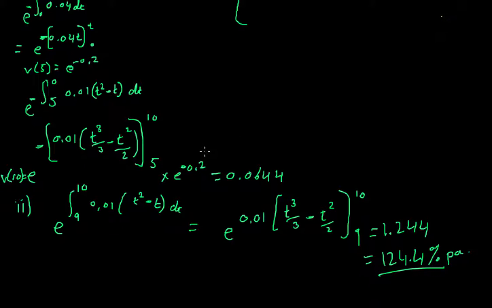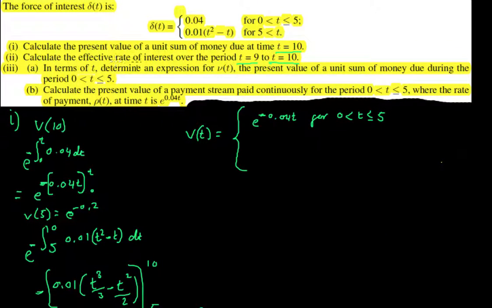So that is the answer to double i, which asked for the effective rate of interest over the period 9 to 10. So now let's look at this other bit. So part 3a, in terms of t, determine an expression for v of t, the present value of a unit sum of money due during the period, this bit over here. So 0 is less than that. So what is the, I guess it's saying what is the present value? It wants to know an expression for that.